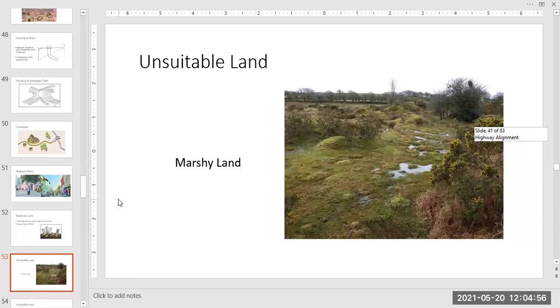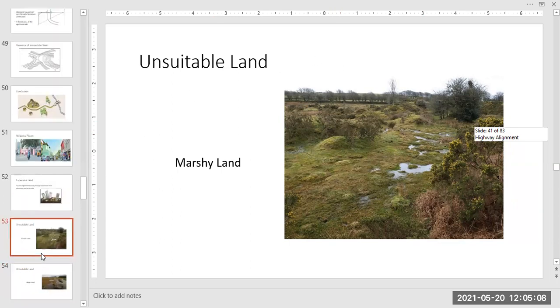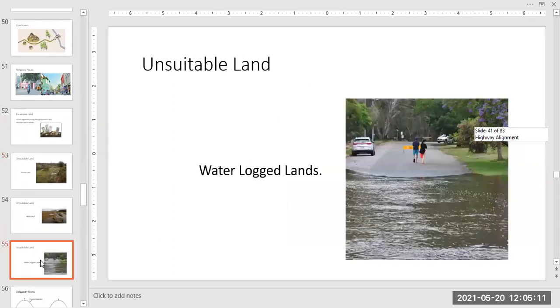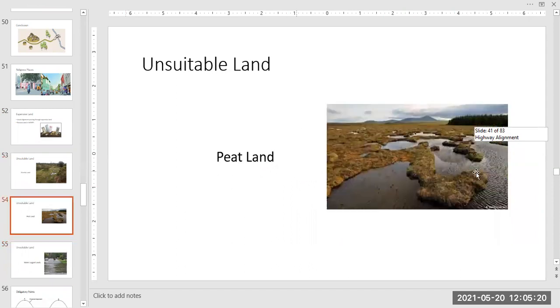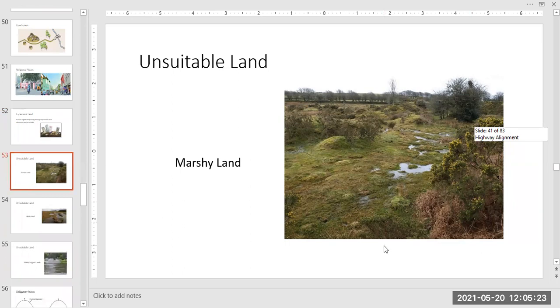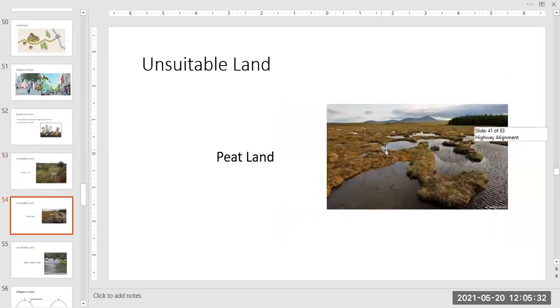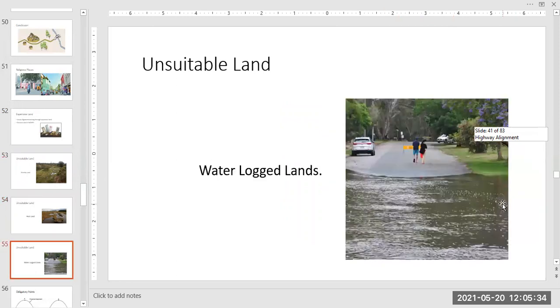When the land is not good, can we construct the road like that? No, sir. Because it leads to various damages. So we should not construct roads in waterlogged lands, and we should not construct the road on peatlands. This is called peatlands, and these are called marshy lands. In marshy lands, we have a slight quantity of water, whereas on peatlands we have more water. Whereas in waterlogged land, we have more water compared to the above two types of soils.